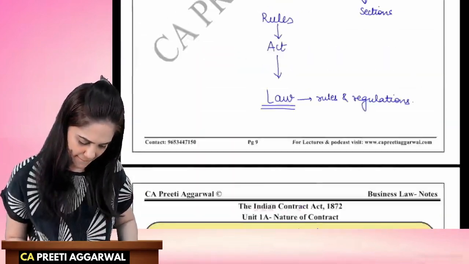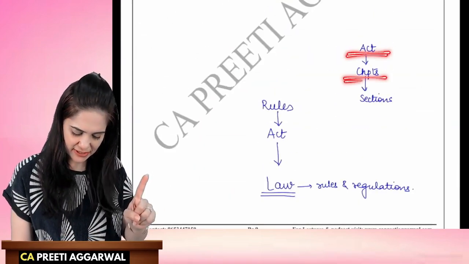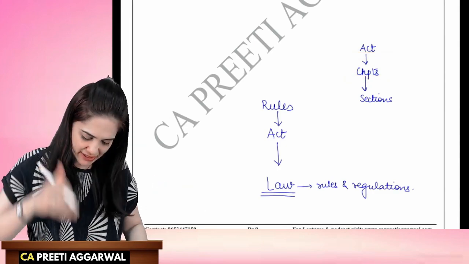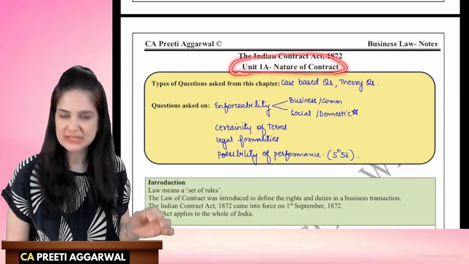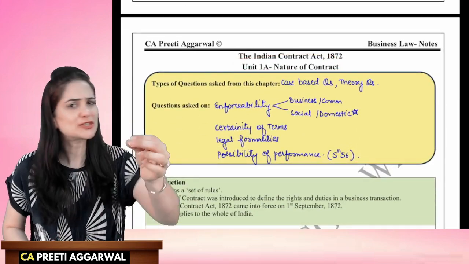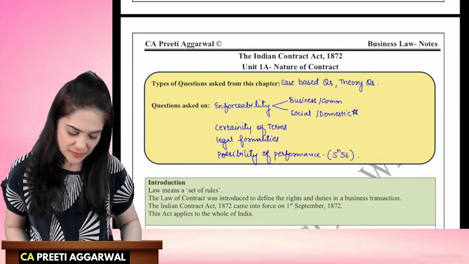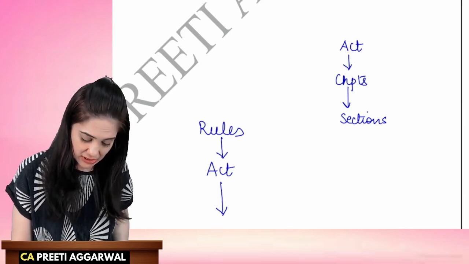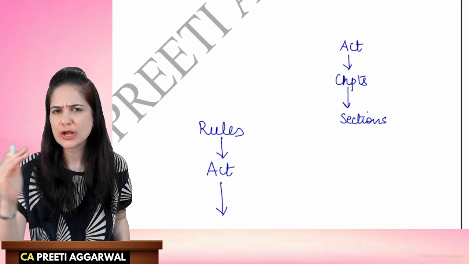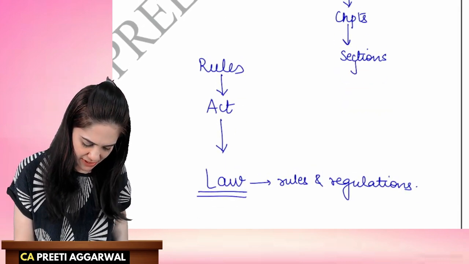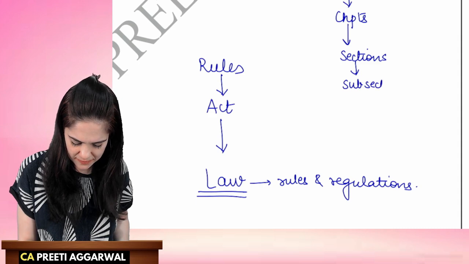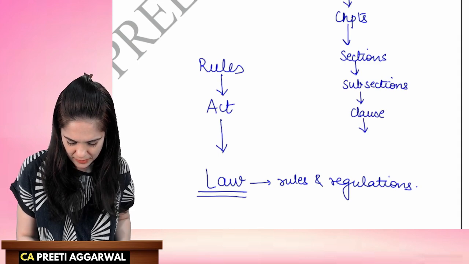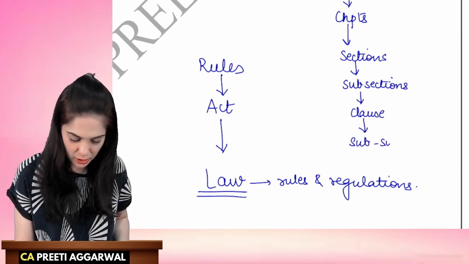So your act is first divided into chapters. So we have the Indian Contract Act that we are studying. In the Indian Contract Act, my first chapter is discussing nature of the contract. My second chapter discusses consideration. So like this, the act is first divided into chapters. The chapters are then divided into small sections. Sections are divided into subsections, which are then divided into clauses and subclauses. Let's not go beyond that.